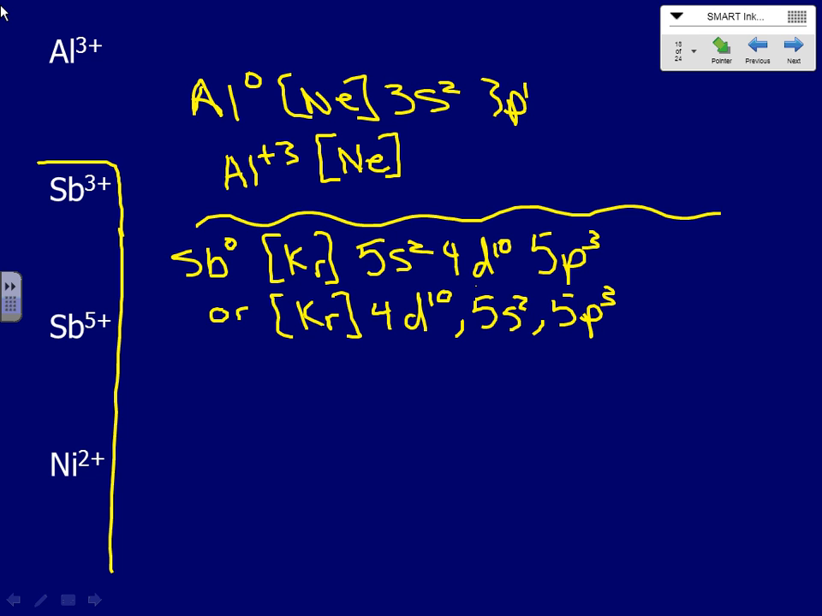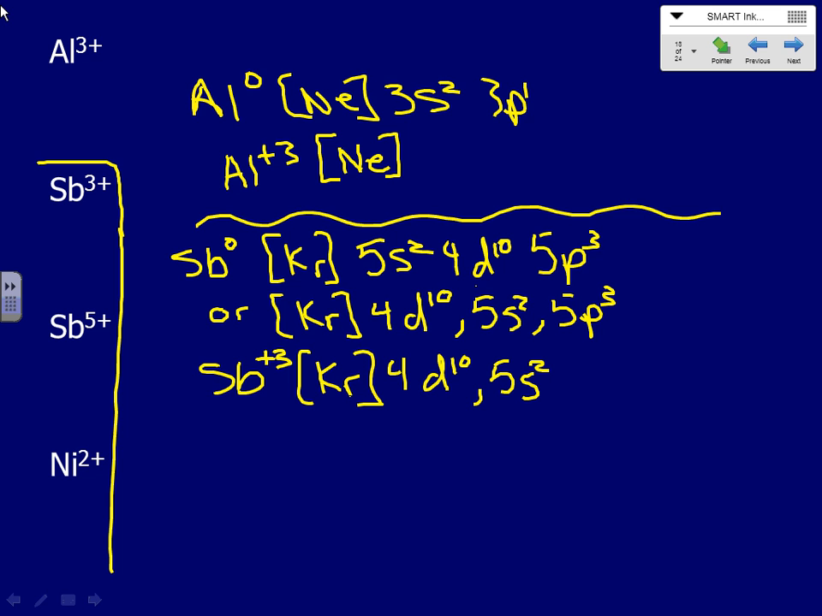So if I'm going to make antimony +3, which electrons are removed in this procedure? Yep. The 3 P's. They're the highest energy level, and then they're the highest energy sublevel. So if I make a +3, I need to remove those. All right? 4d10, 5s2.